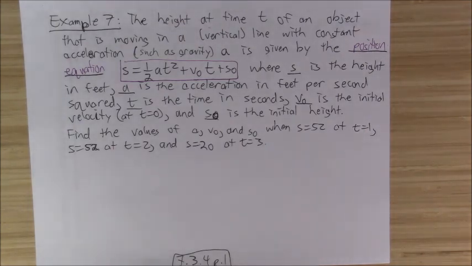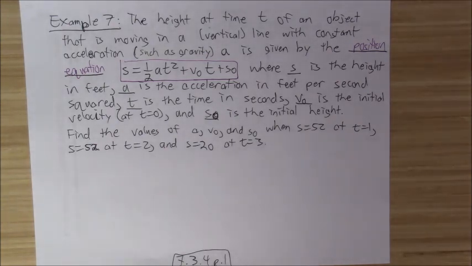Here there's a lot of variables, but they mean different things. T is our independent variable, S is our dependent variable. S is the height in feet, A is the acceleration in feet per second squared, so it's constant, right? We said that it was a constant acceleration. T is the time in seconds, so that can vary. V0 is the initial velocity. You don't have more than one initial velocity, right? When you start off at the time, your speed doesn't vary. It's whatever speed it is at the start. And similarly, S0 is your initial height, okay?